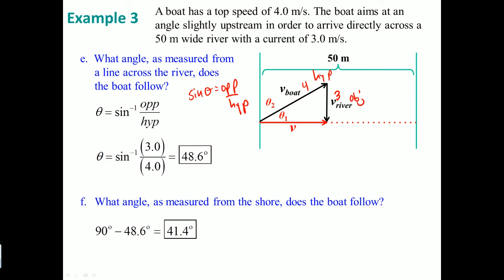Again, these sorts of boat questions are not on the AP Physics exam. But I just wanted to cover this for you in case you had questions in your class, if your teacher gives you some of these vector questions. But that's it.